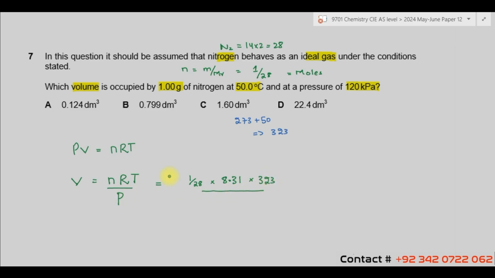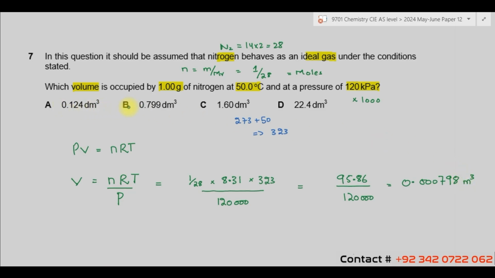Over pressure in pascals. It is given in kilopascals, so we can multiply this by 1000 to make it pascals. So it is 120,000. By calculation, this is 95.86 over 120,000, which is equal to 0.000798. Now volume in the ideal gas equation is always in meter cube, so we have meter cube.